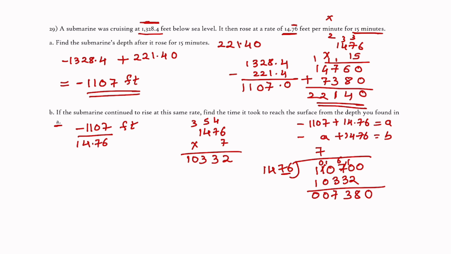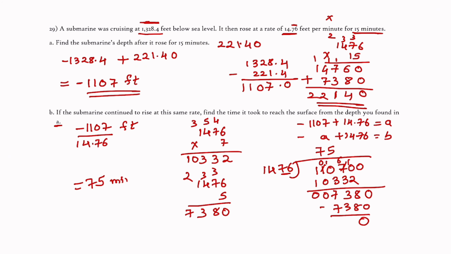Now again, 15 times 5 is 75, right? And this is a bit smaller, so we are going to try with 5 now. 1476 times 5, 33 here, 35, 38, 3 here, 20, 23, 2 here, 5, and exactly the same answer as we wanted, and that gives us 0. So it's going to take 75 minutes to reach the surface.